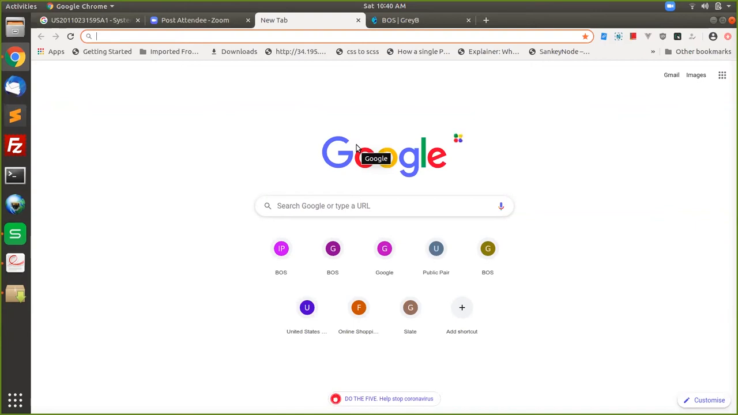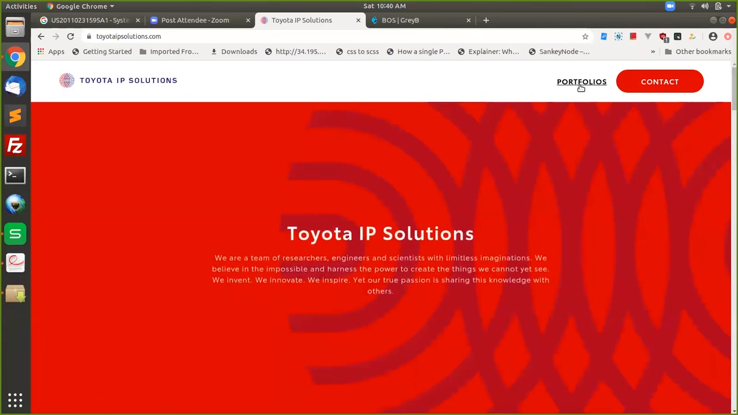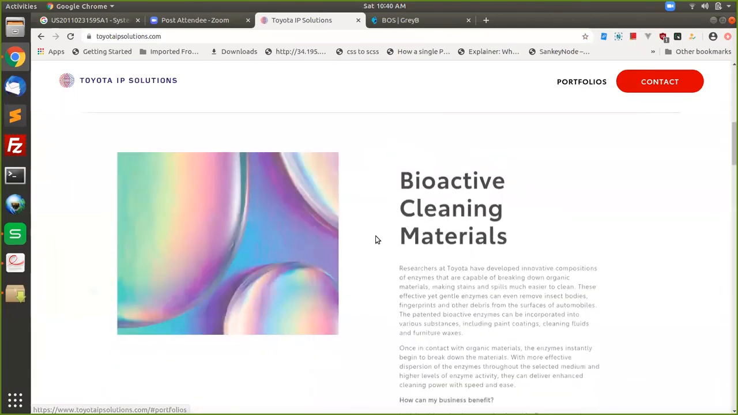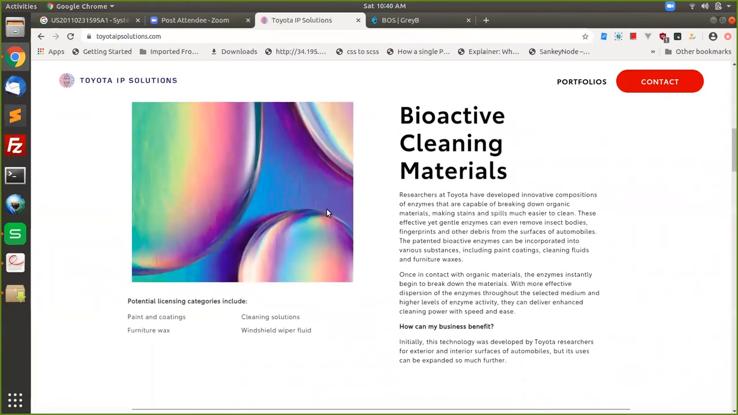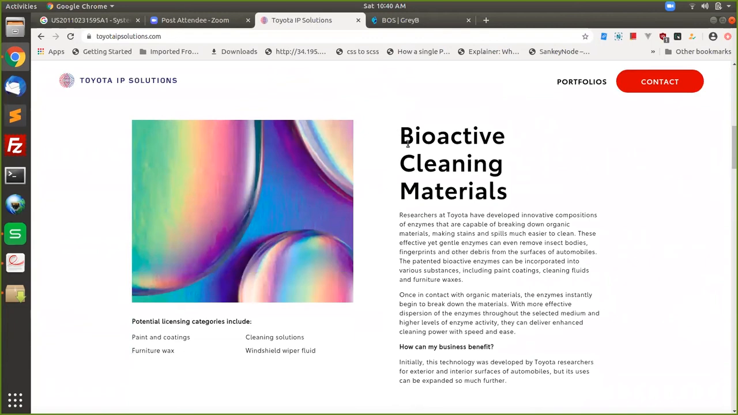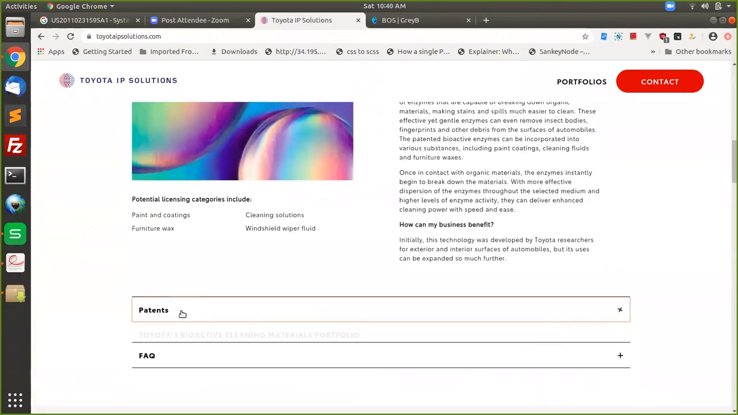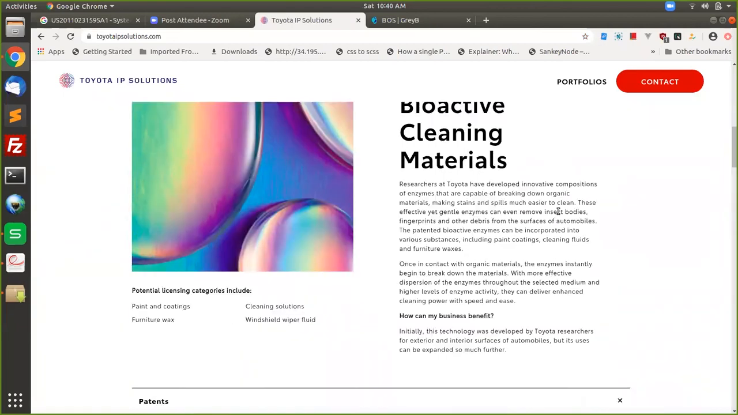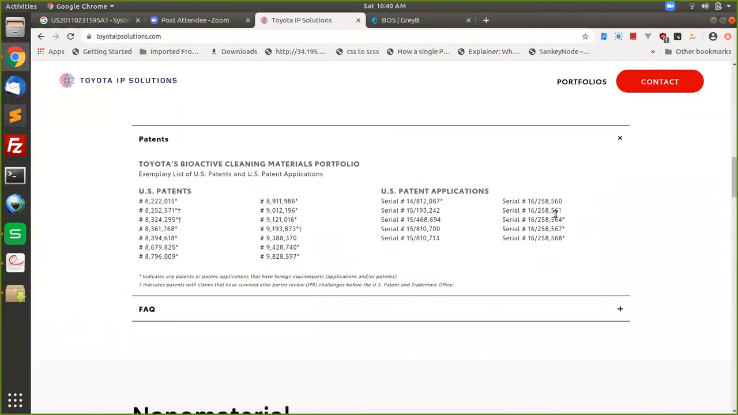I guess. So actually, Deepak, I have one more pretty good example. As you said, companies which make publicly available the patents that are for sale. Toyota recently listed some of their portfolios which are available for licensing. You mean they openly do this? Yeah, so this is bioactive cleaning materials technology, and they also listed the patents which were available for licensing.